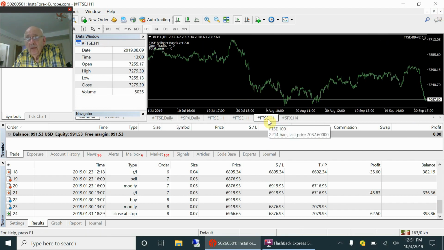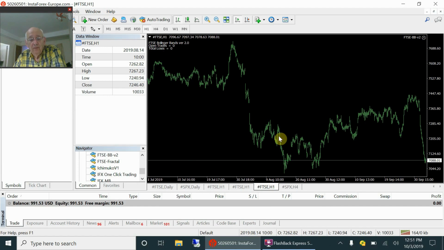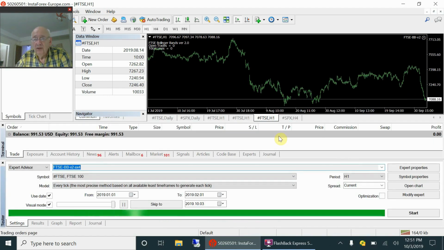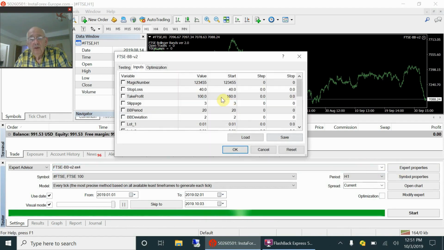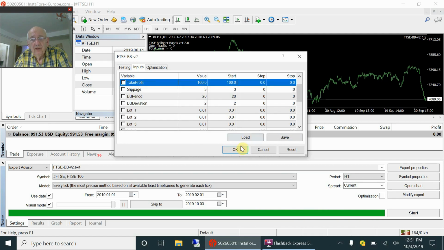Let's go to the Bollinger Band breakout. Let's go and look at the Bollinger Band breakout and see how did that do. F6, right? Let's look at the Bollinger Band. Also, oopsie, that must be 160. I was playing around. Right, let's go for it.